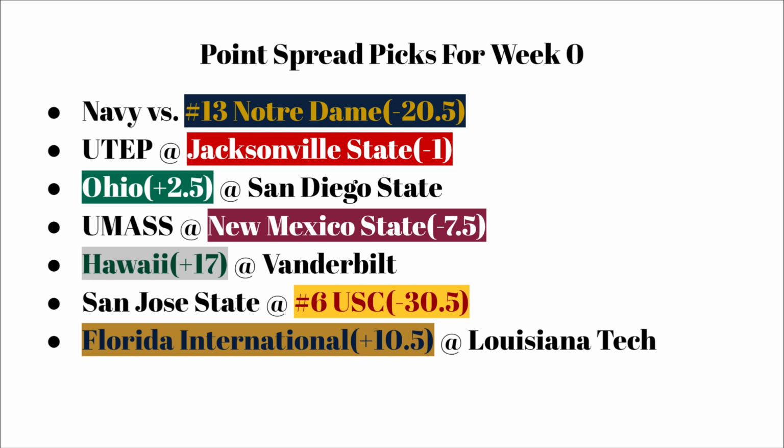So like I said, I have Notre Dame covering the 20.5 point spread against Navy, and we're moving on now to Jacksonville State playing at home against UTEP. Like I mentioned several times, this will be Jacksonville State's first game at the FBS level, and the point spread is pretty bare bones. It's just a point. Jacksonville State is favored by literally a point in this game. That's how close Vegas thinks this game will be. They think this game is going to be really close, and I agree with them. I think this game will be close.